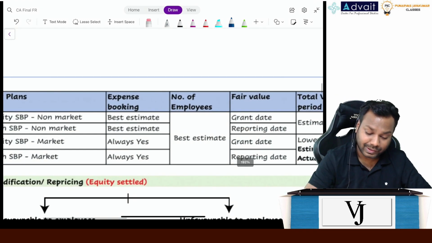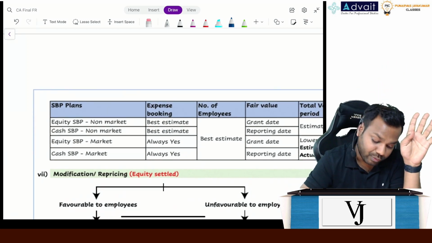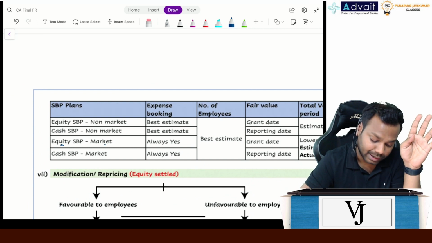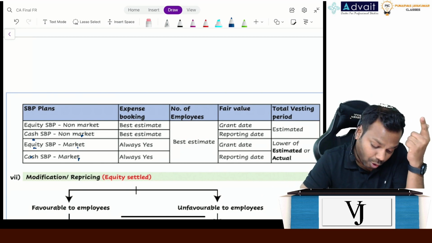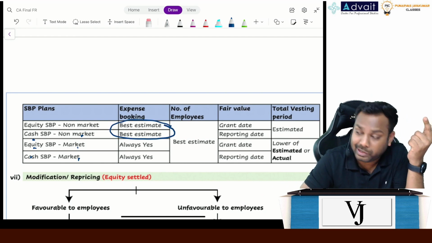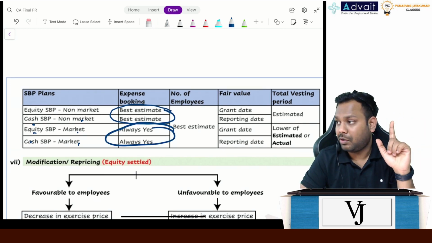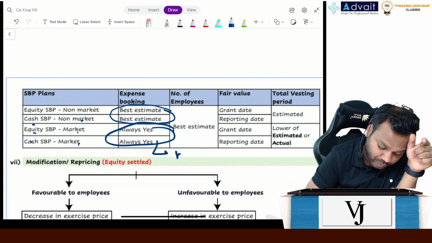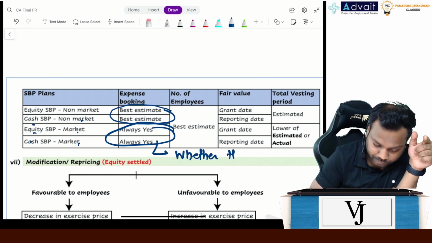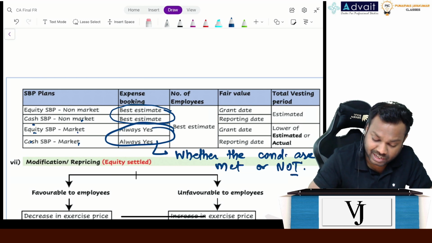Okay. Now, this is a short summary of what we've discussed so far. See, the share-based payment can be of 4 types: equity settled non-market, equity settled market, cash settled non-market, cash settled market. Understand, expense booking: for non-market, we have to take the best estimate. But for market conditions, we have to always book the expense, whether the conditions are being met or not, irrespective of the fact.